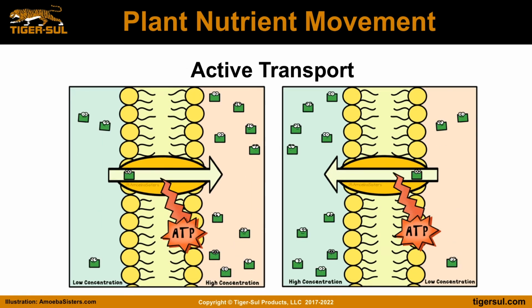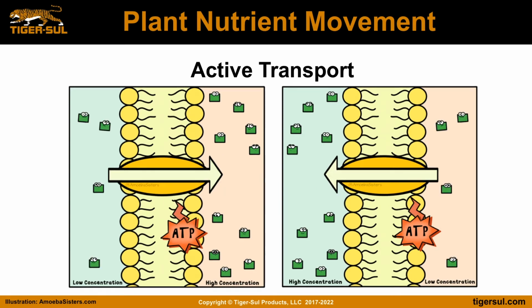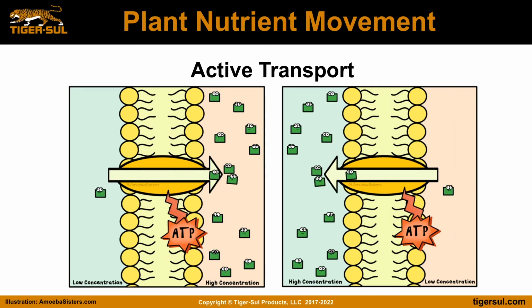Another method of plant nutrient movement is called active transport. Active transport of nutrients occurs across the membrane against a concentration gradient. That is, from an area of low concentration to an area of high concentration. This requires energy to move the ions into the cell. This process uses ATP energy acquired from respiration, which I will explain later.